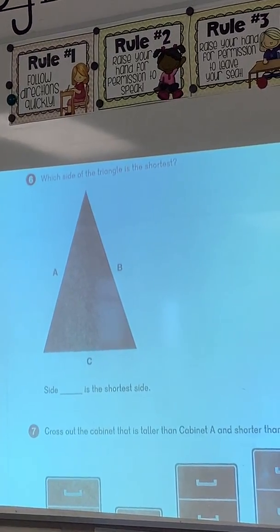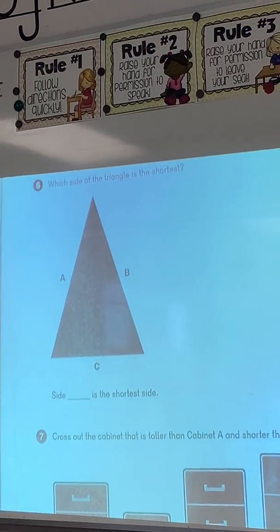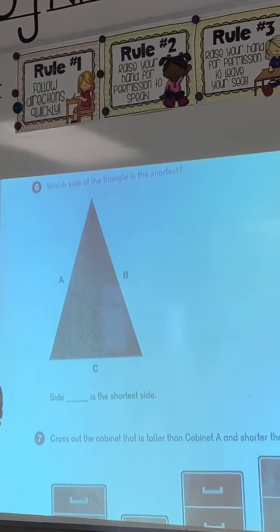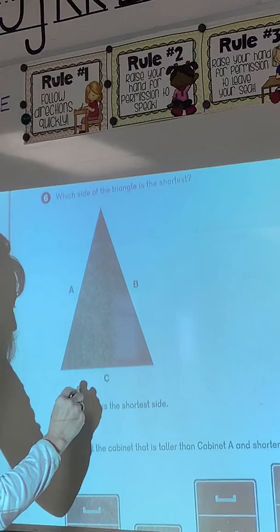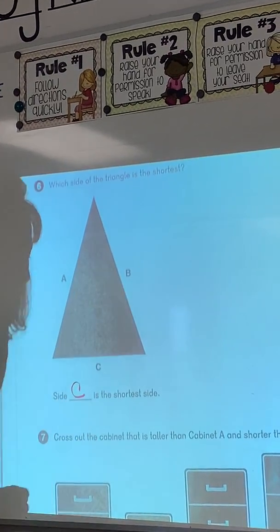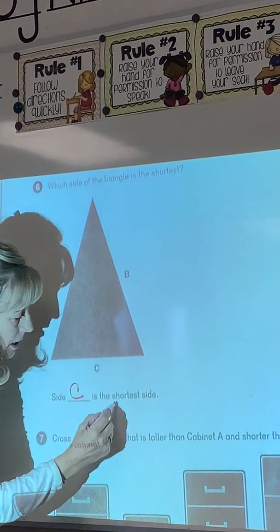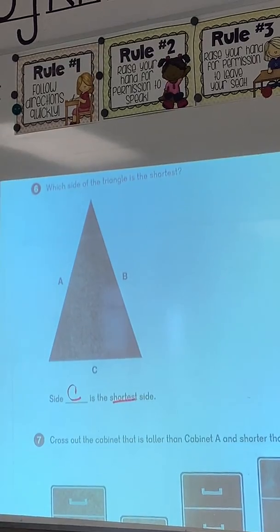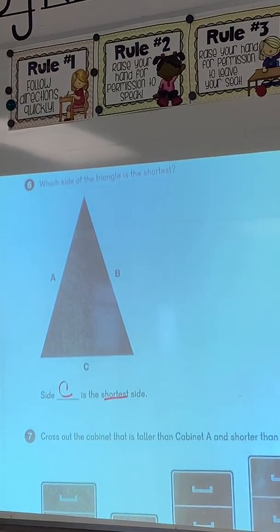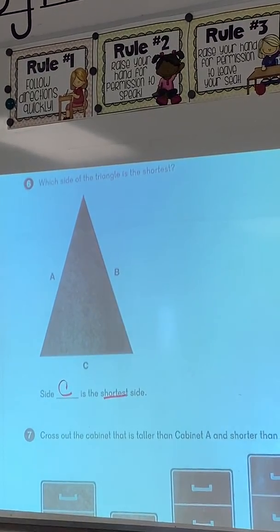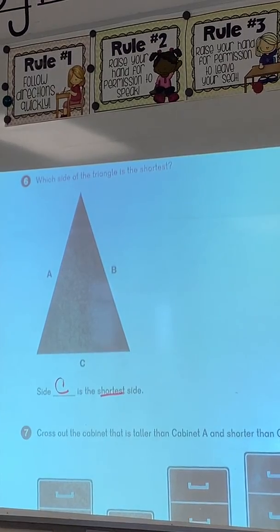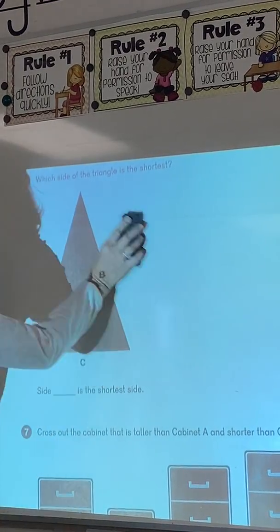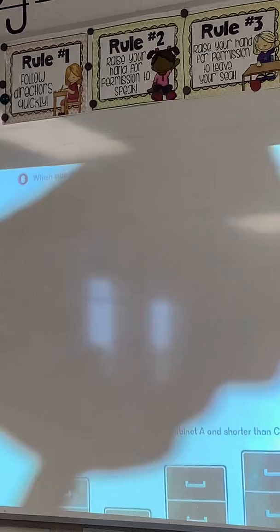So that's another way to get a more precise measurement if you weren't going to just look at it and try and eyeball it. Side C is the shortest side. Okay? That was the way we would approach that problem. Now let's look at the next one. Number 7.